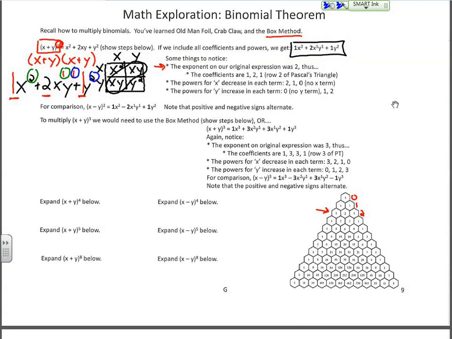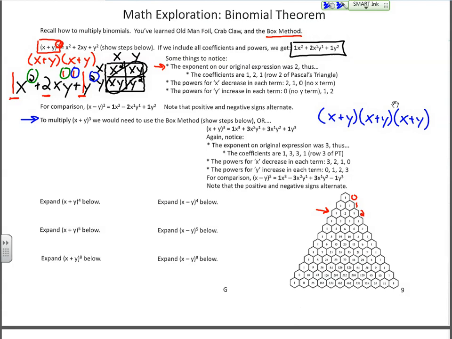Oh boy. Okay, that's a lot of algebra. That's a lot of variables. That's a lot of powers. How does it help us? Why do we care? If I ask you to multiply (x + y) cubed, which if you were to write that out in expanded form, would be (x + y) times (x + y) times (x + y), you need to do the box method twice.